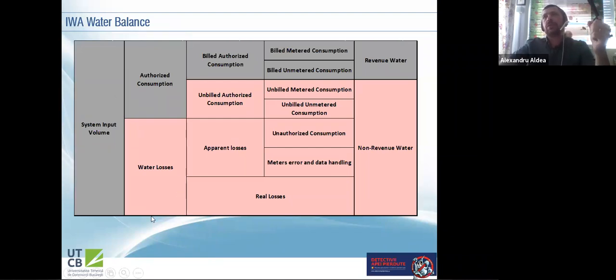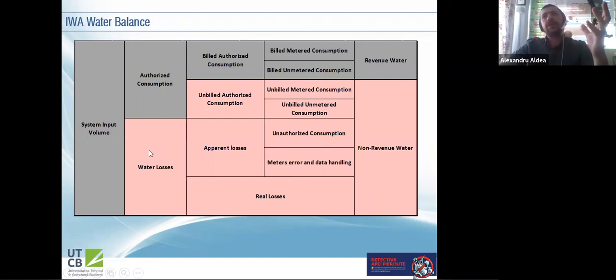First of all, if you haven't heard about it, or you haven't calculated the IWA water balance before, chances are that you already have something like the system input volume. You know what water comes into your system, and then you have the last column, revenue water and non-revenue water. Many people have different interpretations if you only have the first and the last column. So the IWA introduced all these columns in between that explain every component better.